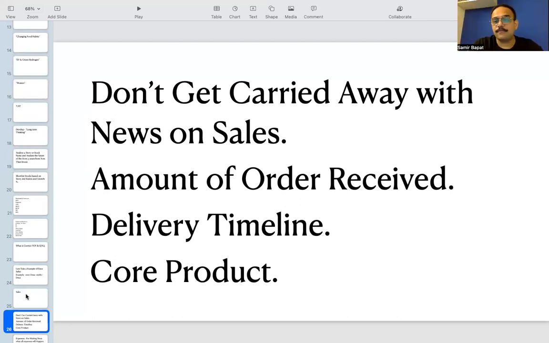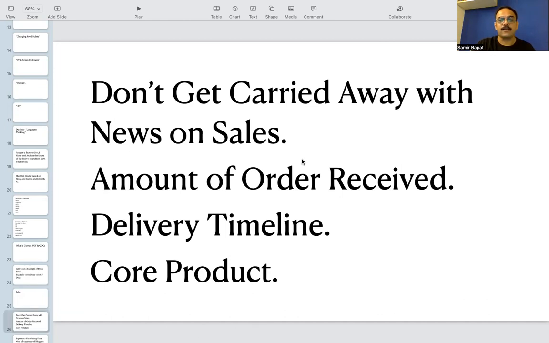So the first thing which you should do is don't get carried away with such news. Okay. Second is check what percentage of that order is equivalent to the total business managed by that company.